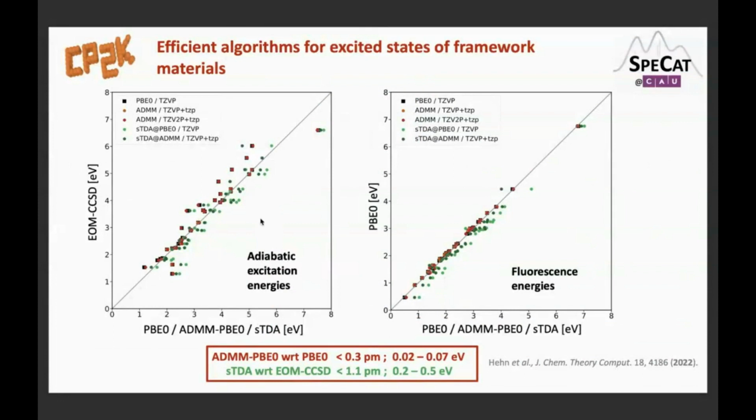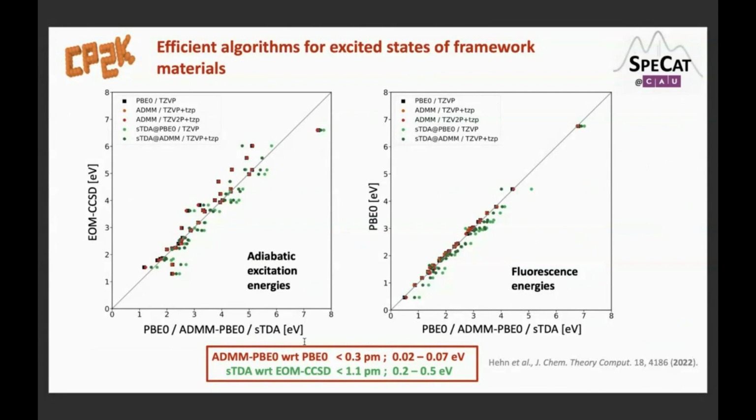So on the left, you're still having vertical excitation energies, but in comparison on the right, you're now having the emission from the first excited state for conventional hybrid functionals, PBE0, compared to the ADMM approximated ones, to the semi-empirical STDA kernels in comparison to conventional density functional theory. And I think it's really astonishing that also the semi-empirical kernel is giving quite reliable results.